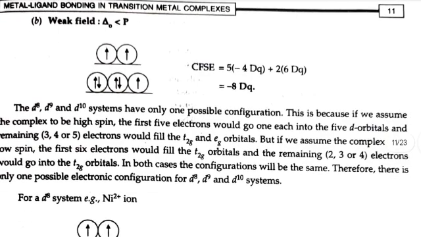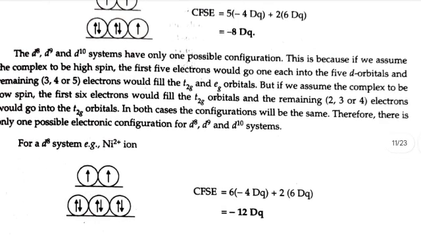The d8, d9 and d10 systems have only one possible configuration. This is because if we assume the complex to be high spin, the first 5 electrons would go one each into the 5 d orbitals. For low spin, the first 6 electrons would fill the t2g orbitals and the remaining 2, 3 or 4 electrons would go into the eg orbitals. In both cases, the configuration will be the same. Therefore, there is only one possible electronic configuration for d8, d9 and d10 systems.